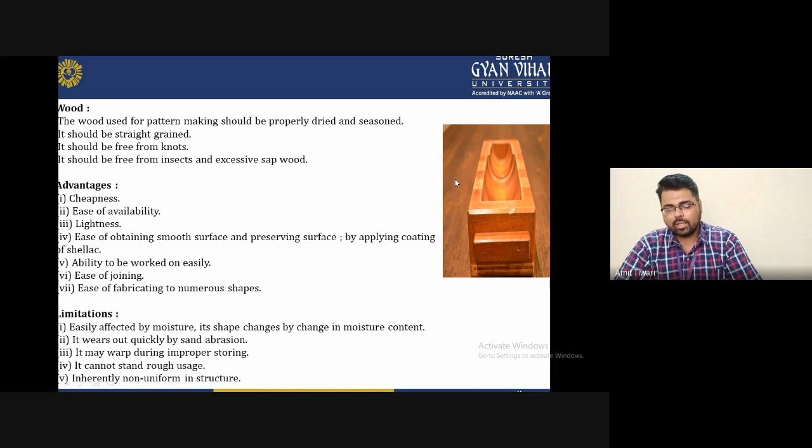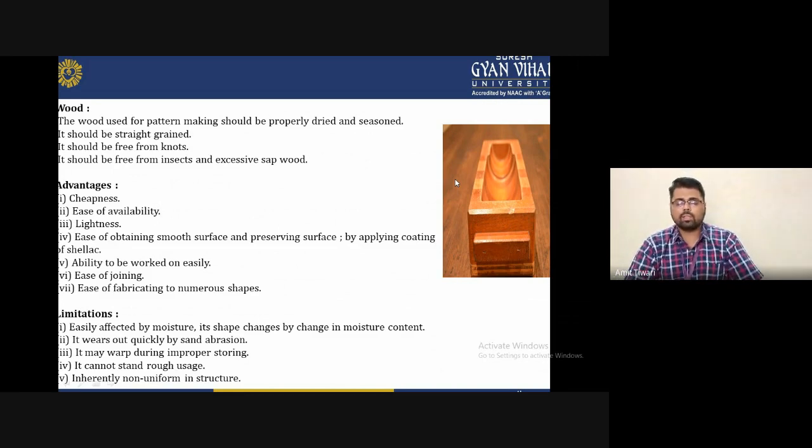But obviously there are also some limitations if we select wood for pattern making. So the limitations are as follows. The first is that it is easily affected by moisture. Its shape changes with changes in the moisture content. There are some drawbacks if we make the pattern from wood. Because it is easily affected by moisture, its shape changes as the moisture content changes.